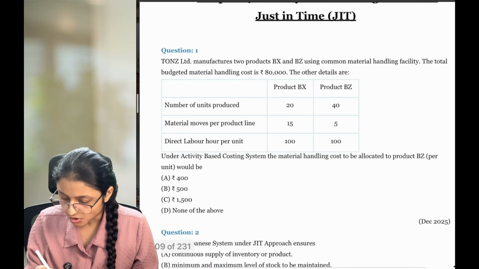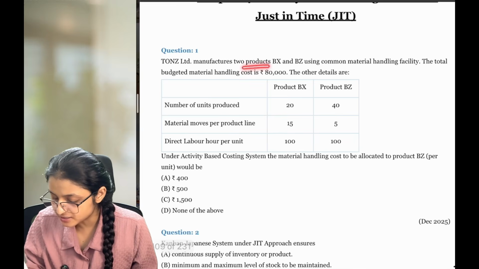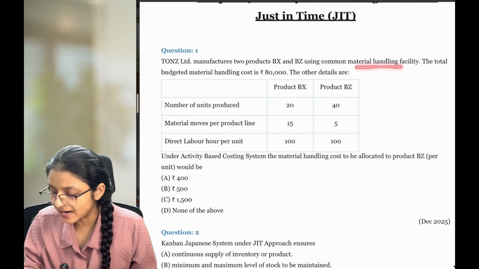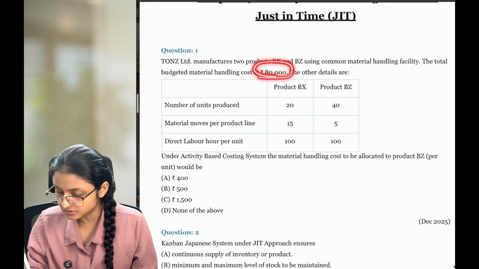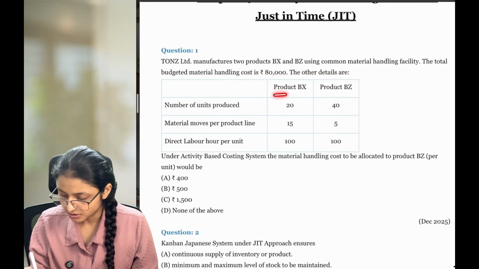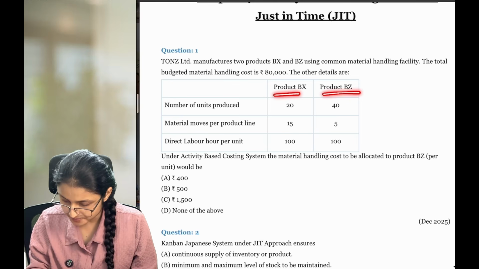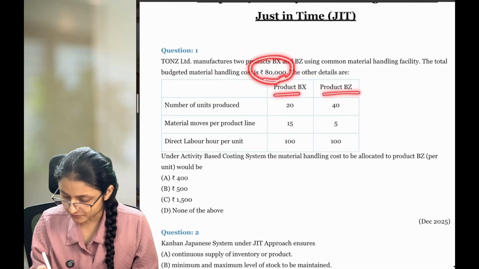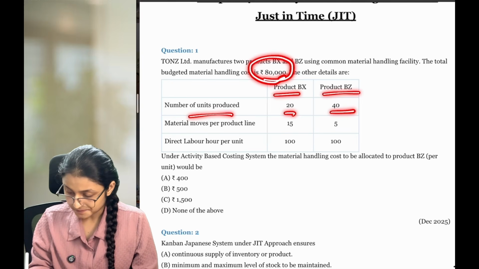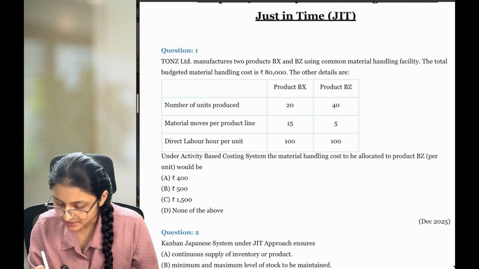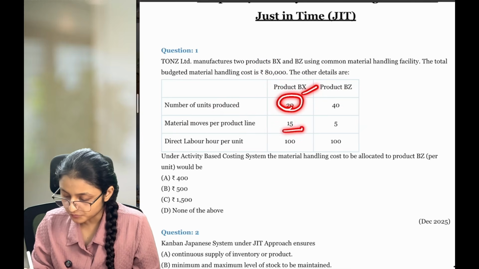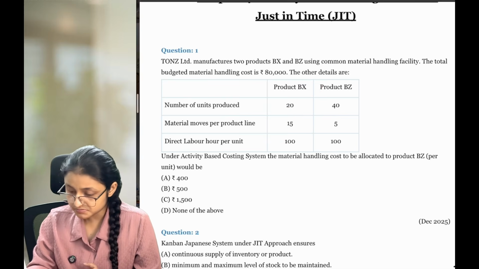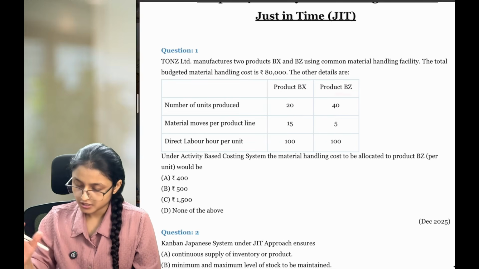Question number 1. Tons Limited manufactures two products BX and BZ using a common material handling facility. The total budgeted material handling cost is 80,000. The other details are as follows. So we have product BX and BZ. The total material handling cost is given to you, and the number of products which we are manufacturing of both of them is there. Material movement per product line. For all the products which are produced of BX, we are moving them in total for 15 times, and product BZ is moved for 5 times.